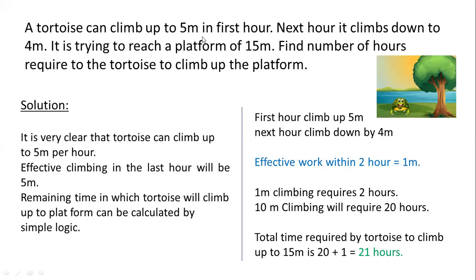A tortoise can climb up to 5 meters in the first hour. There is one tortoise, Kachua. It can climb up to what? 5 meters. Now, next hour, it climbs down 4 meters. That means first hour mein 5 meters aage badh raha hai. And on the next hour, it is again coming down by 4 meters. It is trying to reach a platform of 15 meters. Usko kitna platform cover karna hai? Of 15 meters. Find the number of hours required for the tortoise to climb the platform.